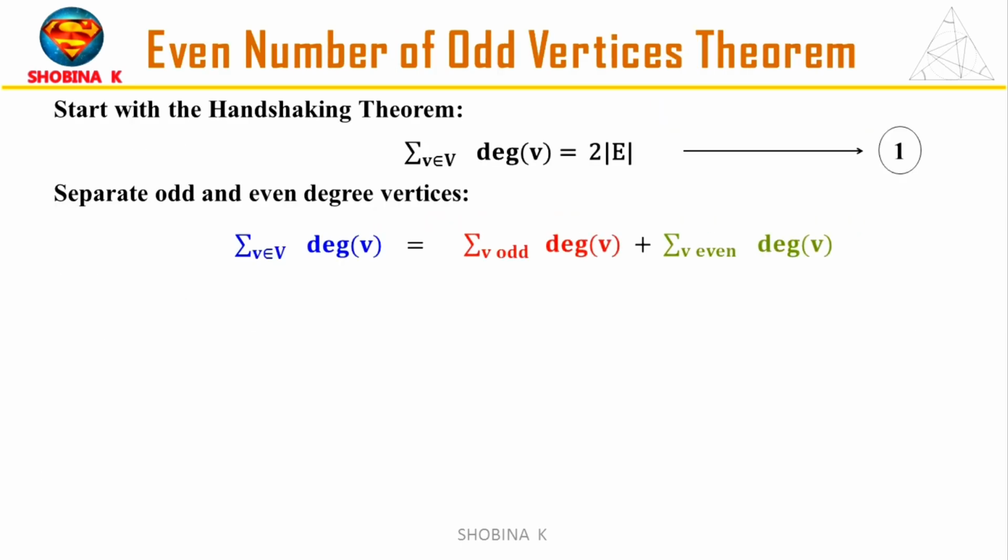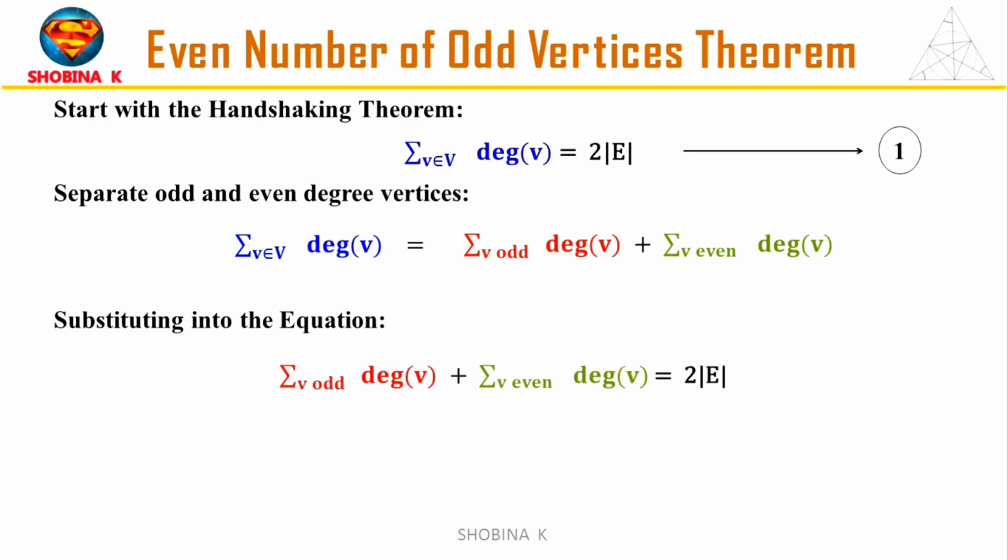Let's break down the proof. For that, separate the degrees. We can separate the vertices into 2 groups, odd degree vertices and even degree vertices. Odd degree vertices will have an odd number of edges. Even degree vertices will have an even number of edges. So we can rewrite the above equation as given here. Now substitute the right hand side of the equation we derived into the original handshaking theorem equation, that is equation 1.